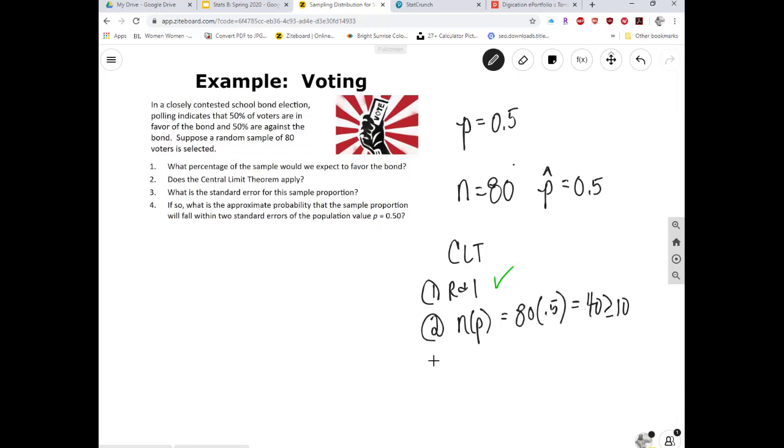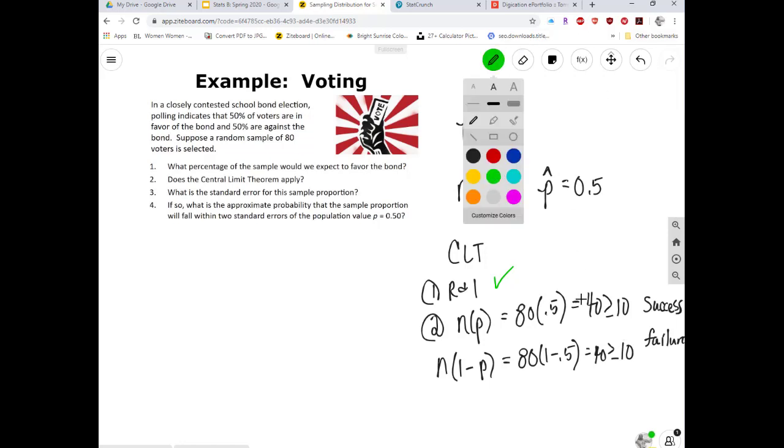Now I need to know if these are my successes. I need to know my failures. I've got 80, 40 of them are successes, so the other 40 have to be failures. I can also use the formula n times 1 minus the proportion, which is just 80 times 1 minus 0.5, which is the same as 80 times 0.5, so I get 40 again. And is 40 greater than or equal to 10? It is. So that's a big giant check too. Check.